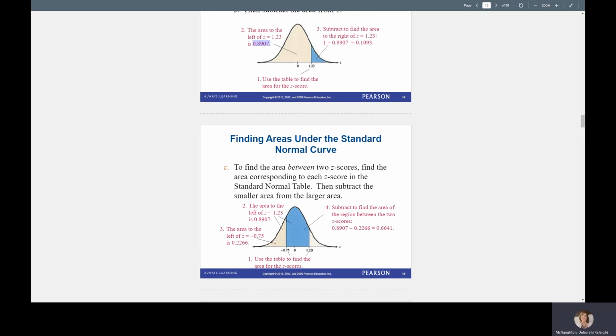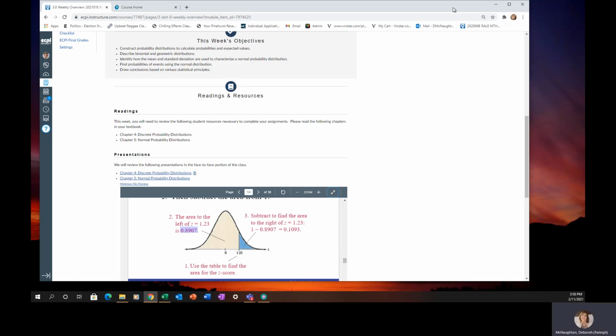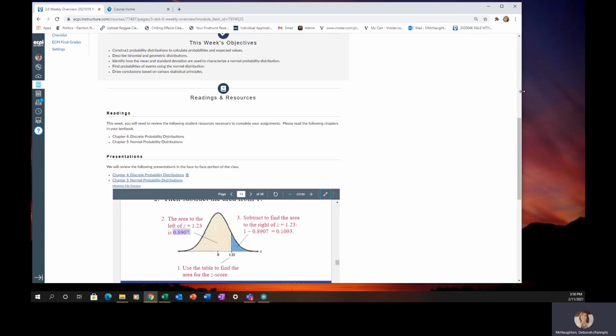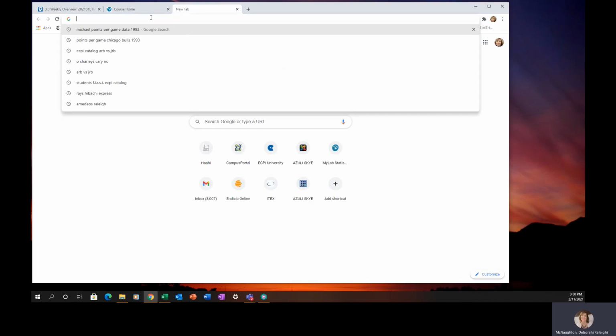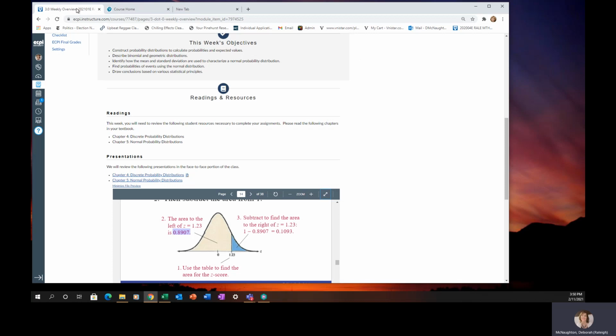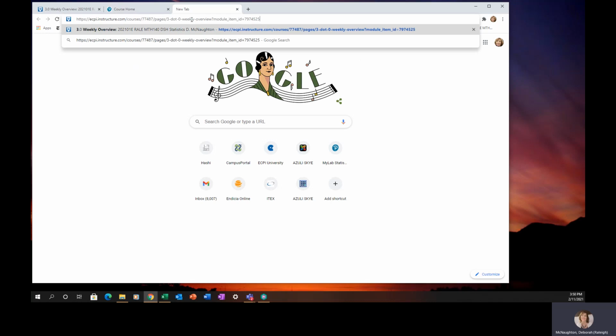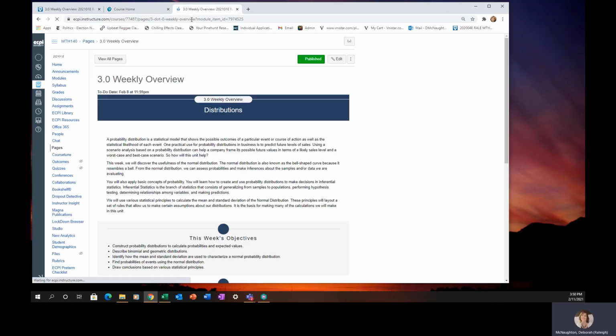So that's the end of the overheads. All right, I'm going to leave this up and I'm going to show you guys how to look this up in the table. So first, let's start with the table. I'm going to copy this because I want to go to the textbook. I'm just going to copy this so I can open up a new tab without going back through Canvas.